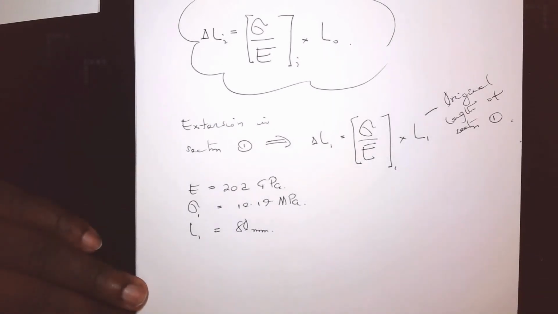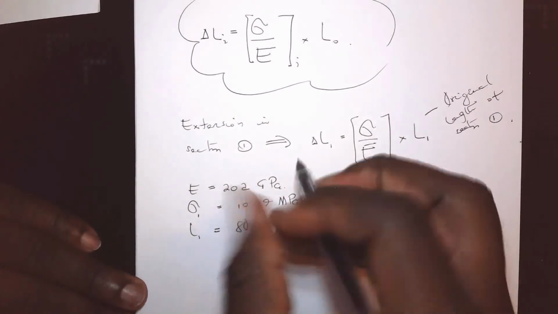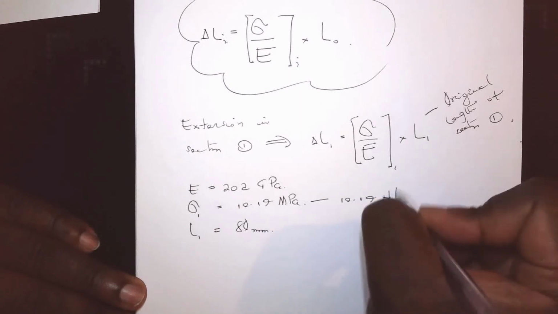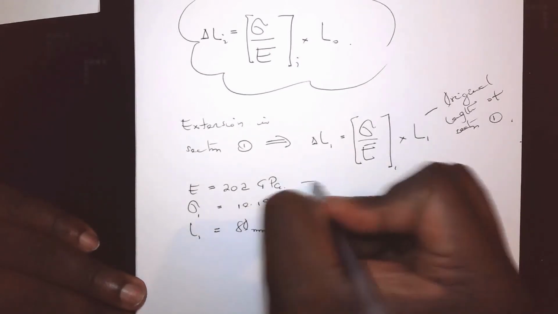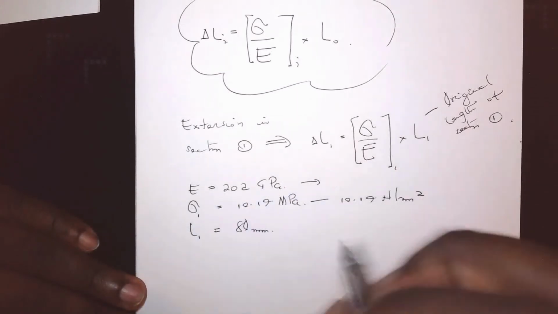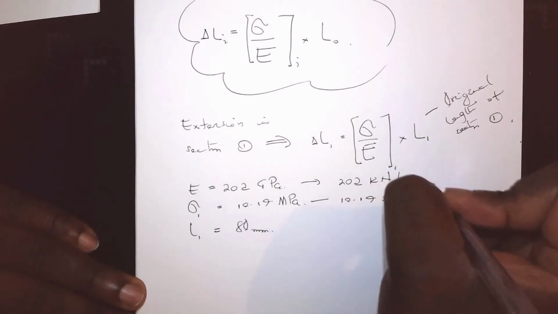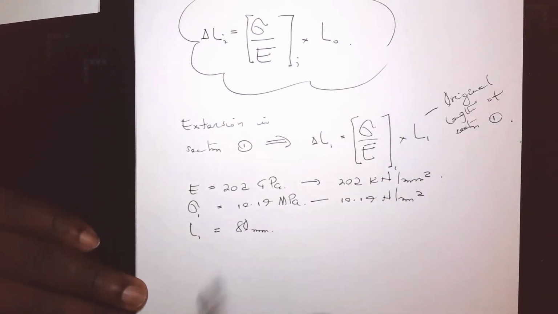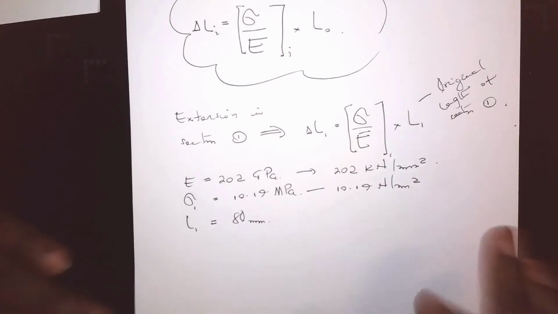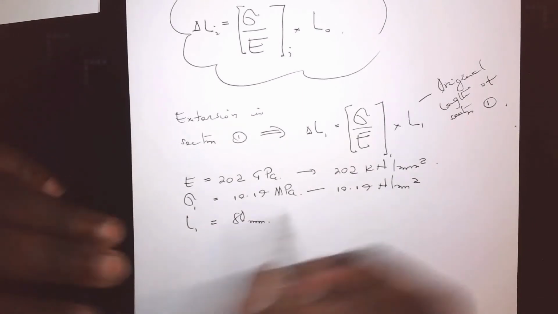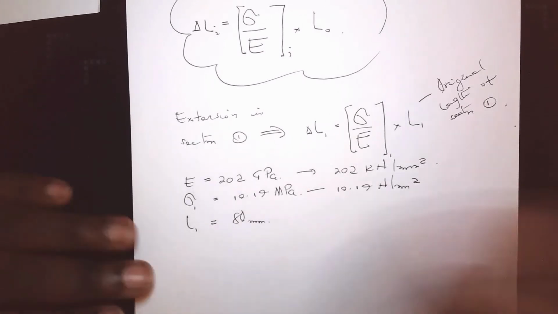Now I want to work on the basis of millimeters, so 10.19 MPa is the same as 10.19 Newton per millimeter squared, and 202 GPa in terms of millimeters will read 202 kilonewton per millimeter squared. So more or less the same thing. I want to get my answer directly into millimeters. But again, as I stated, if you are unsure, then make sure that you keep your work in the basis of meters, just to be on the safe side. Then once you've done that, you can convert it from meters into millimeters.